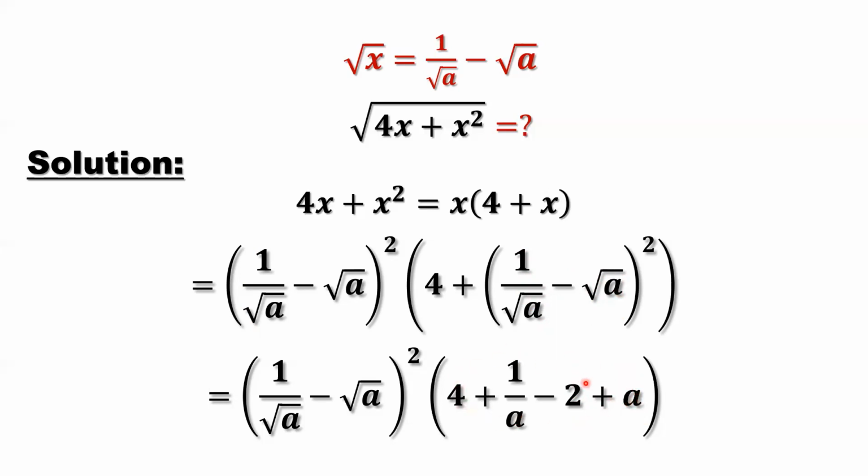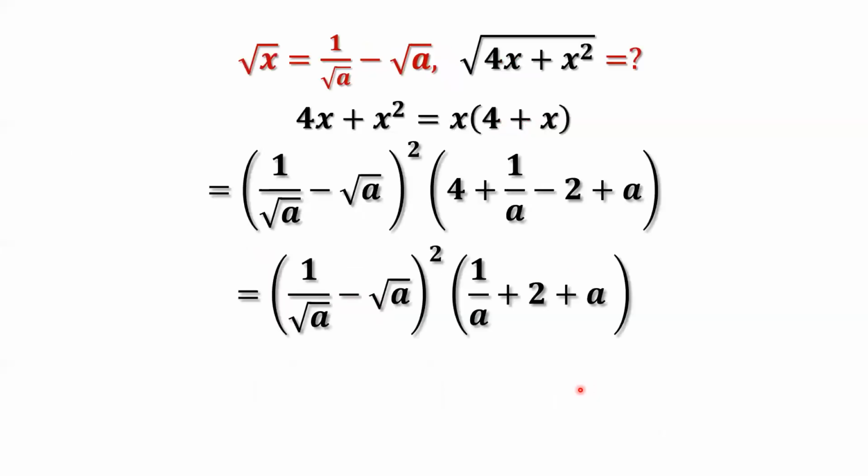Simplify this, we have here, keep the same here. So that's 1 over a. 4 minus 2 is 2. Now we have a here. Now what is this? It's this.